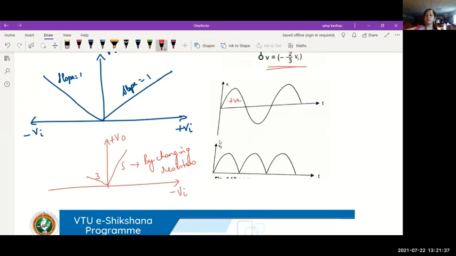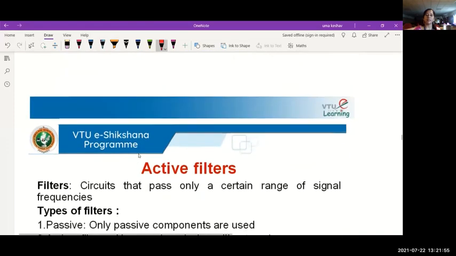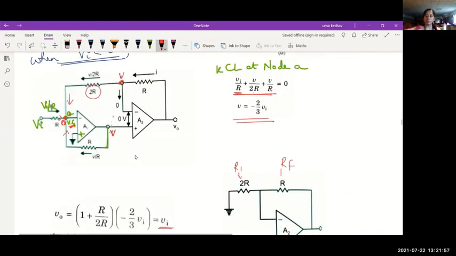And that means the output will be something like this. Positive half cycle, I'll have gain as 5. Negative half cycle, I'll have gain as 3. So you can get such variable voltages. You can play with the circuit well. So this is about the full wave precision rectifier. I think with this we'll stop today's class.